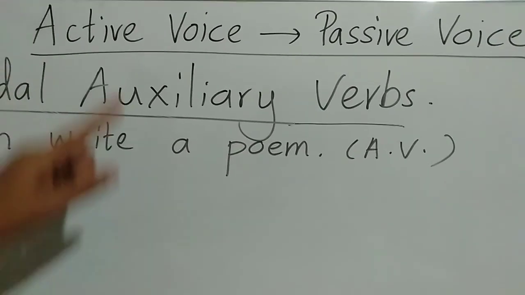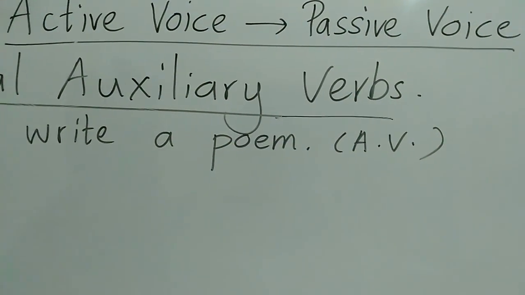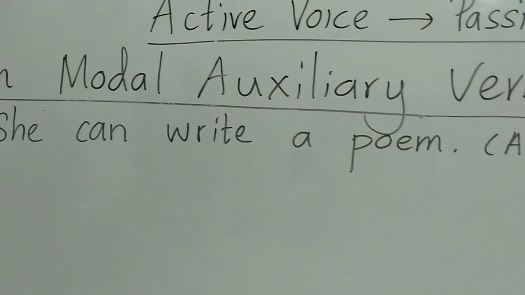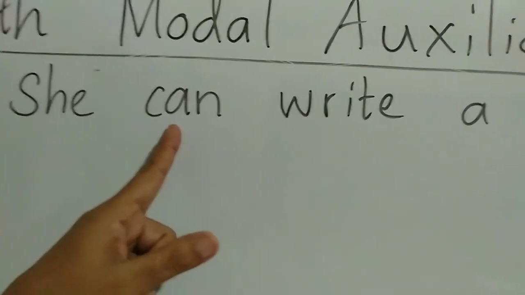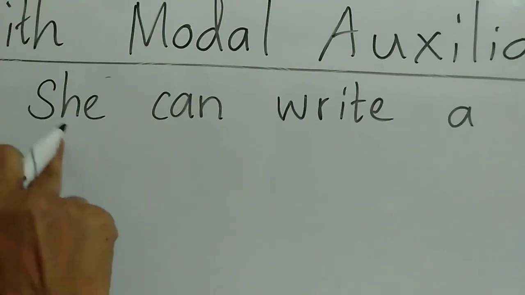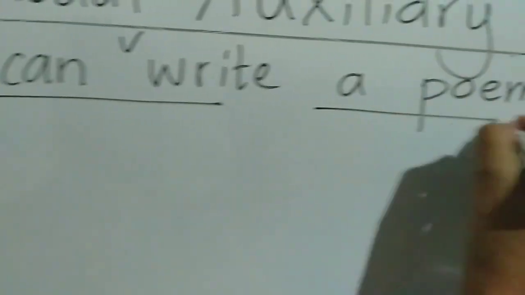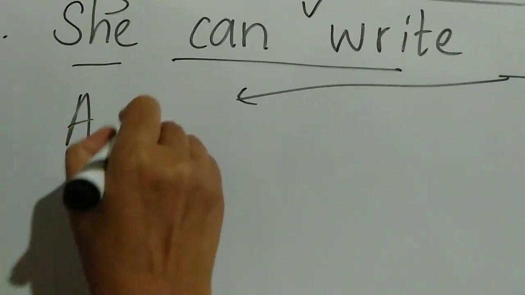Let's start our lesson, active voice into passive voice. I'll begin my lesson with modal auxiliary verbs. Here the modal auxiliary I have used in this sentence is can. She is the subject. Here can write is the verb. A poem is the object. We take this object here, a poem.